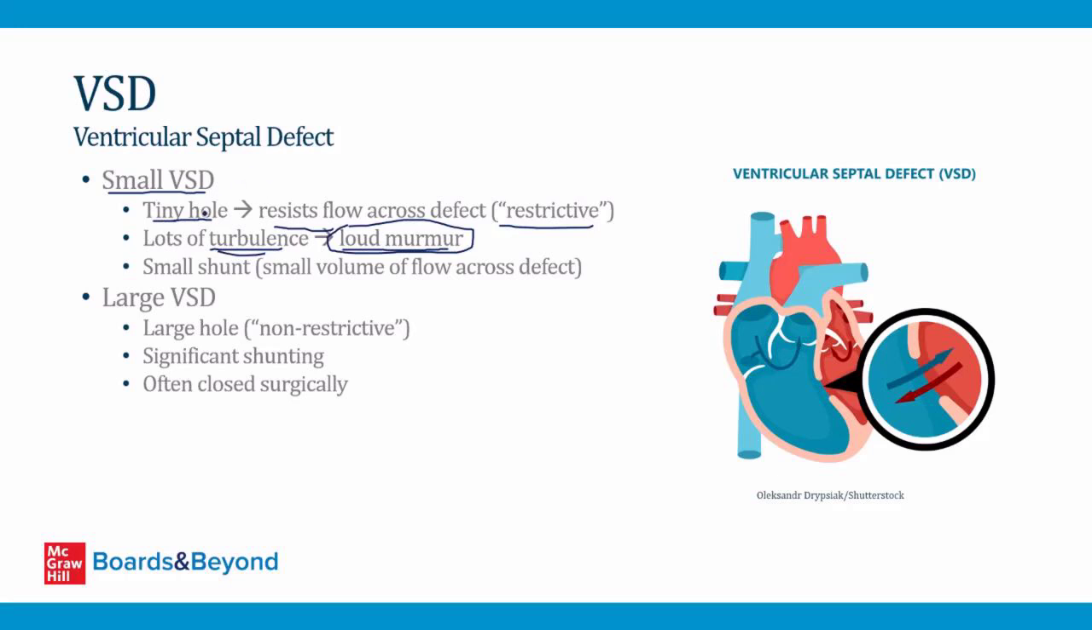The good news, though, is that when the VSD is small, even though it may create a very loud heart murmur, it's a small shunt. There's a small volume of blood flowing across the defect. So these are often asymptomatic, and often they're simply left alone and they will close on their own as the child gets older. On the other hand, large VSDs have a large hole between the left and right ventricle. These are sometimes called non-restrictive defects. In this case, there can be significant shunting, and these often have to be closed surgically. Interestingly, however, the larger VSDs sometimes have a very quiet murmur or no murmur at all, and that's because there isn't as much turbulence when the defect is much larger.